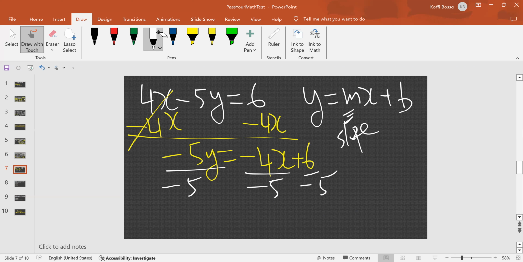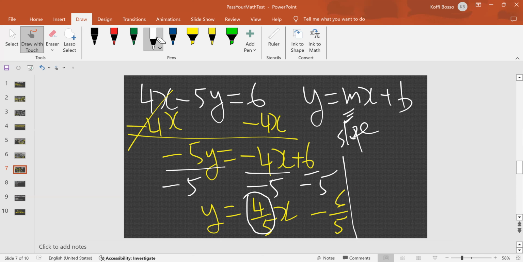Okay, now see what's gonna happen. My y is equal to, this is the slope, right? -4 over -5. But that will turn to +4 over 5 because negative divided by negative is positive. Okay, x minus 6 over 5, which is same as the 6 over -5. But I don't need that part. What I need here is just the slope. That's the slope I need. So this is the slope of the given line, which is 4 over 5. So the slope is 4 over 5.